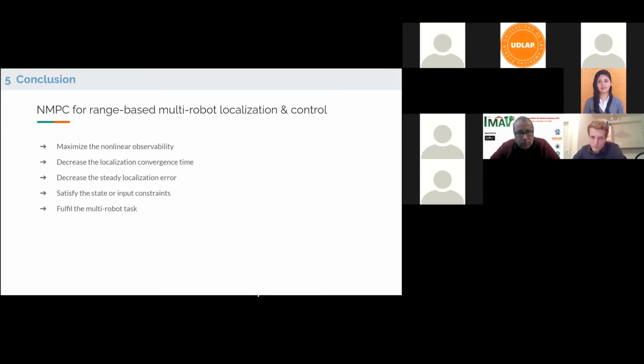So the conclusion is, for the multi-drone localization and control, this nonlinear MPC can maximize the nonlinear observability. It can decrease the localization convergence time and also decrease the steady localization error. This controller can also satisfy the state and input constraints. At the same time, it can also fulfill the multi-robot task, like the formation flights.